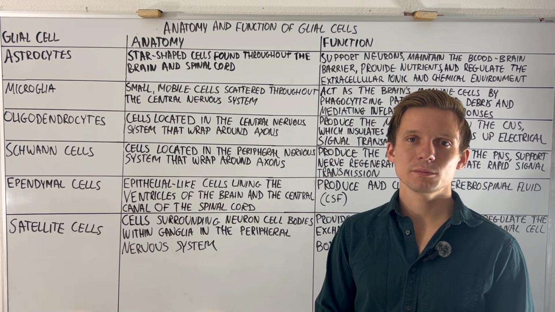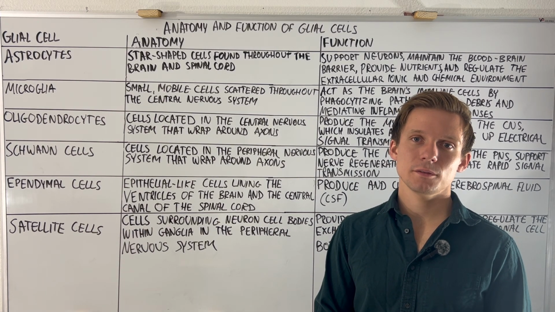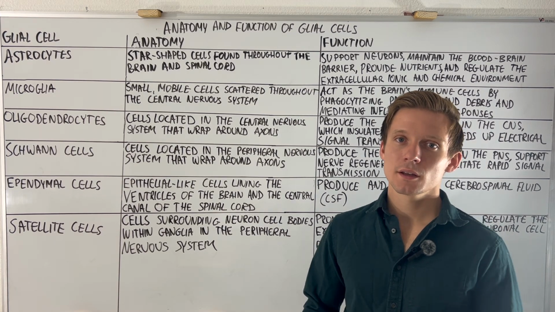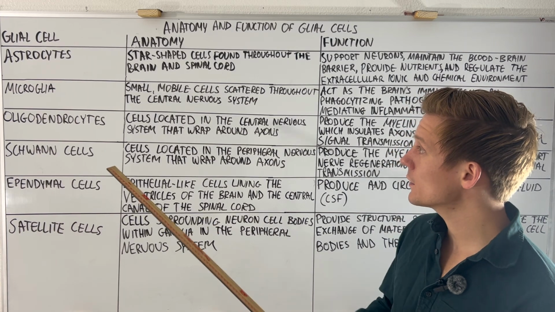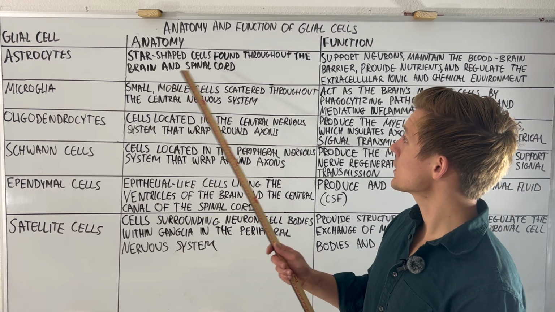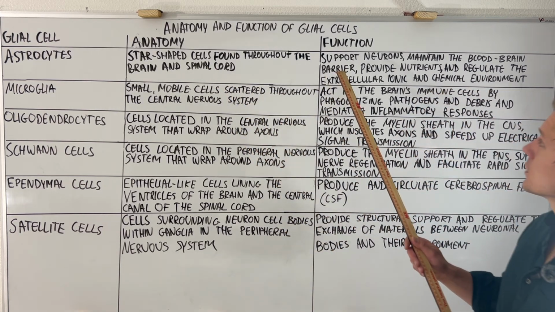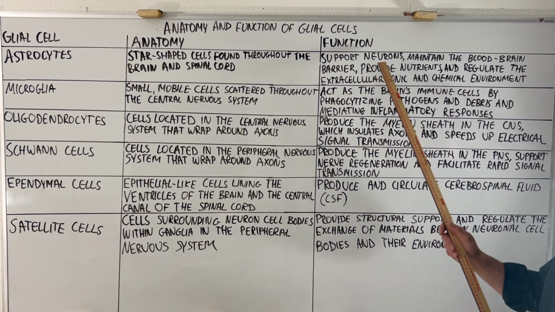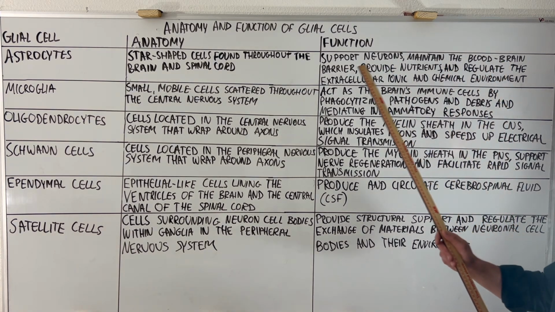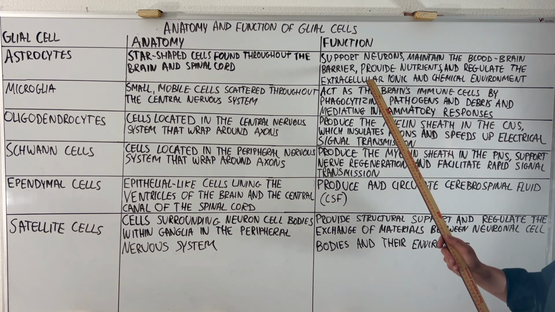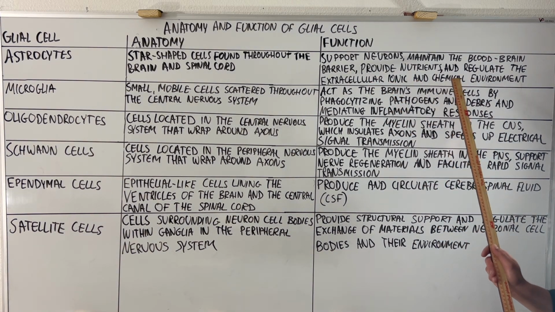In this video, we will be going over the anatomy and function of the most common types of glial cells. So starting off with astrocytes, they are star-shaped cells found throughout the brain and spinal cord. Their function is to support neurons, maintain the blood-brain barrier, provide nutrients, and regulate the extracellular ionic and chemical environment.